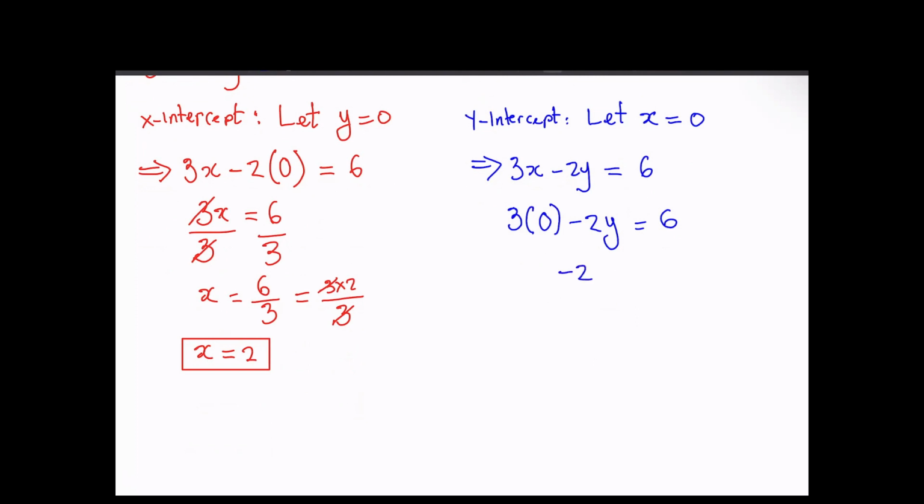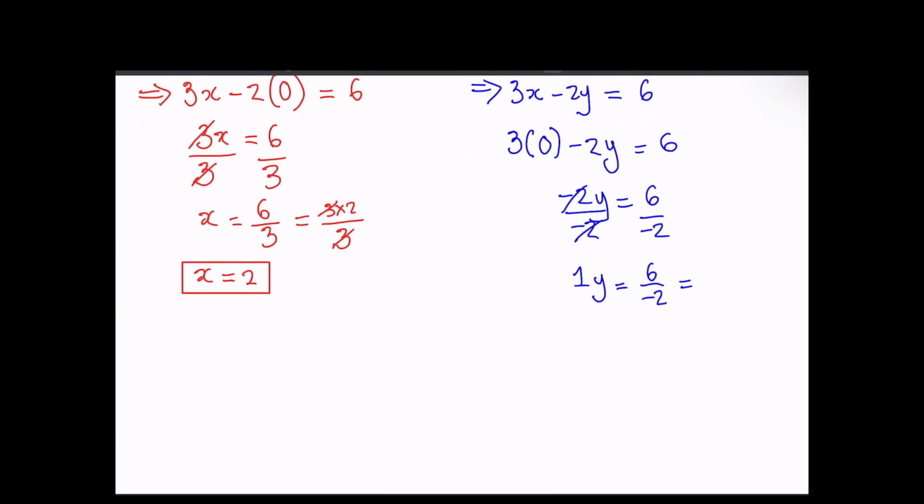So this is negative 2y is equal to 6. Dividing both sides by negative 2 because we want just one y. So 1y is simply 6 over negative 2. 6 over negative 2 is the same thing as 3 times 2 divided by negative 2. So this cancels with this. You have y is simply equal to negative 3.